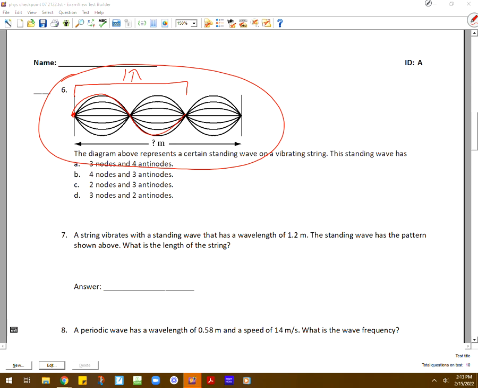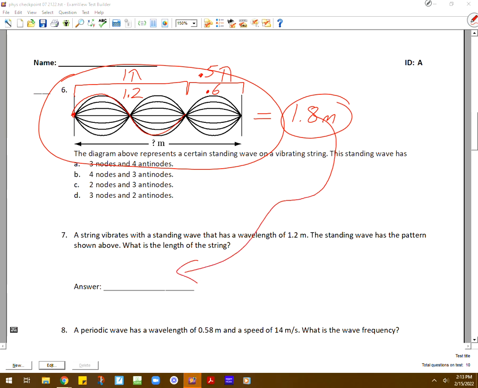How much of a wavelength is this? This is 0.5 wavelengths. So I have 1.5 wavelengths here. So if the wavelength is 1.2, and this is 1.2, this would be 0.6. What's the length of my string? 1.8. Make sense? That was tricky. And I knew it was tricky because it tricked everybody last year too.